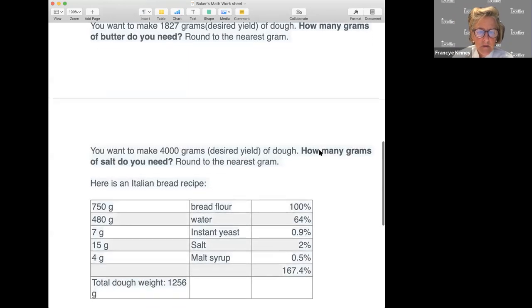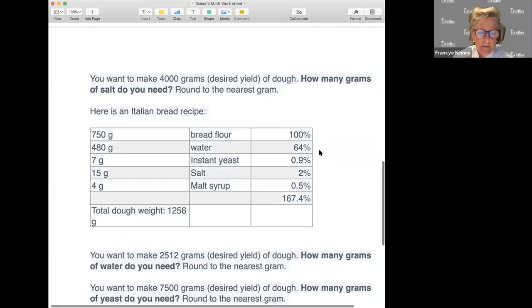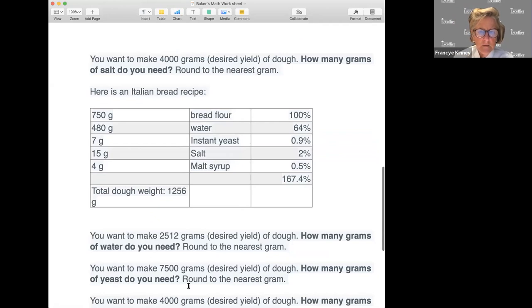Let's do Italian bread and let's just take this 7,500 grams here. You've been told here are your percentages and they want you to make 7,500 grams of Italian bread dough. So you have your baker's percentage and you have your desired yield. Desired yield divided by baker's percentage gives you 4,480. So that is your new flour weight.